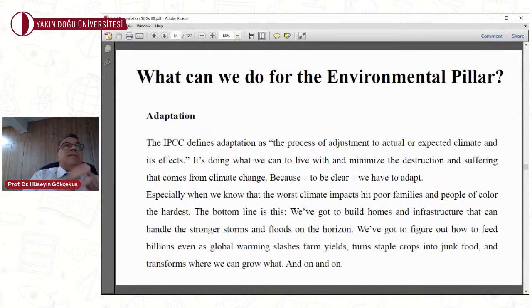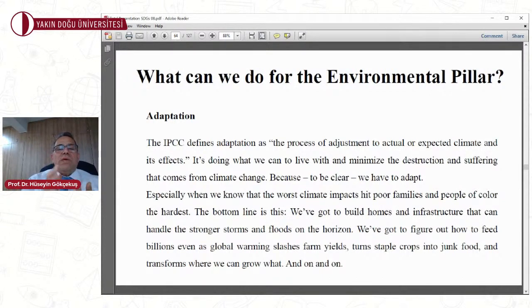Another topic depends on the same question. What can we do for the environmental pillar? Second topic, adaptation. The IPCC, you know IPCC, they took the Nobel laureate 2007 together with Al Gore, depends on their study, climate change studies. The IPCC defines adaptation as the process of adjustment to actual or expected climate and its effects.